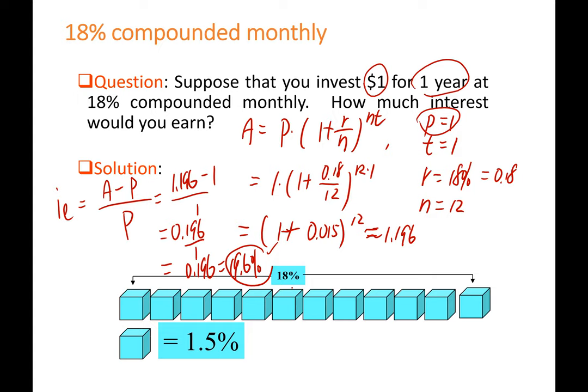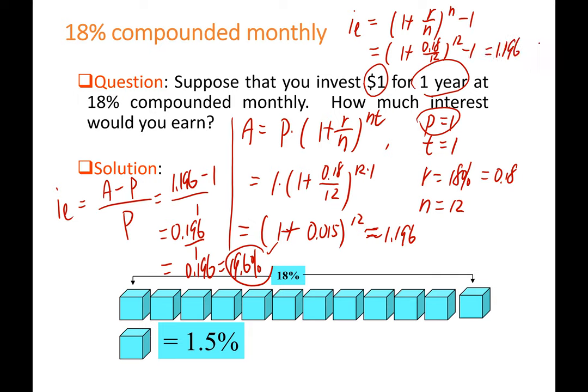So this is just using the compound interest formula to get that. If we use the formula we just talked about, we can get the rate right away. So i_e equals (1 plus r over n) to the n, minus 1. Basically, we're just plugging in the numbers. So it's 0.18 over 12 to the 12 minus 1. So this is 1.196 minus 1. That's going to be 0.196. So this is going to be 19.6%.